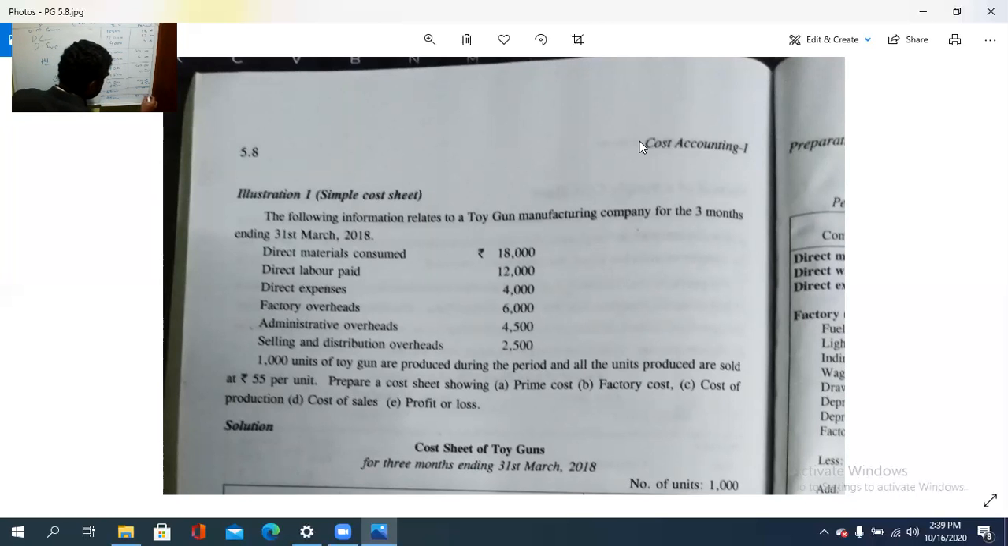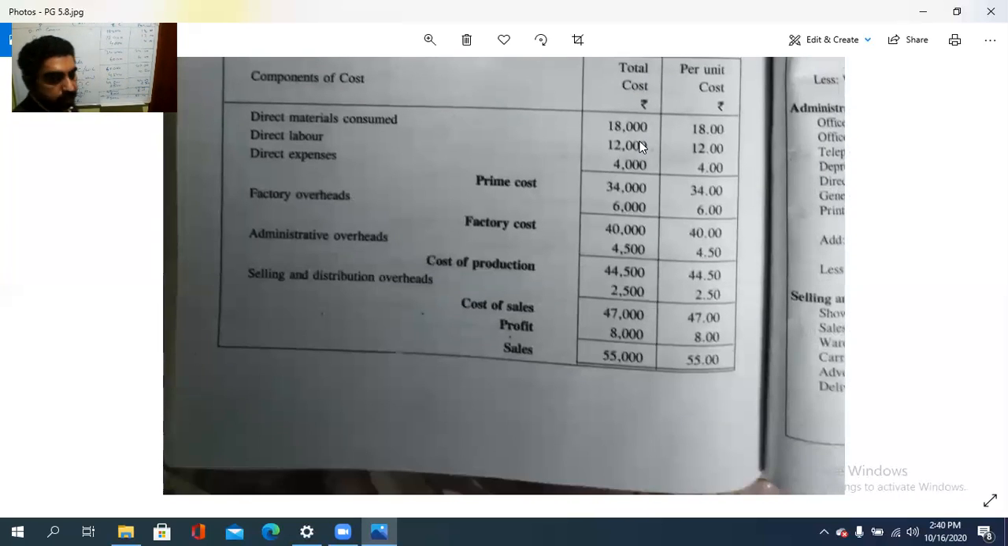Then take the difference. How much is it? 47 minus 55: 8,000. So 8 is the per unit. So this is the profit. See, look, 8,000 is the profit.